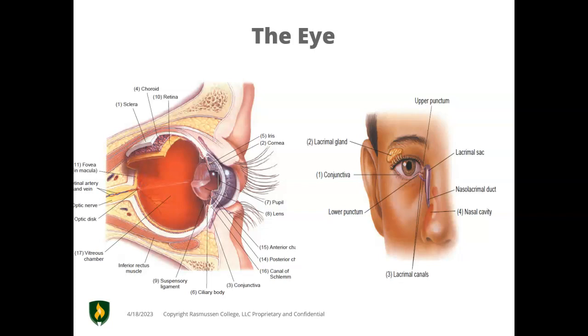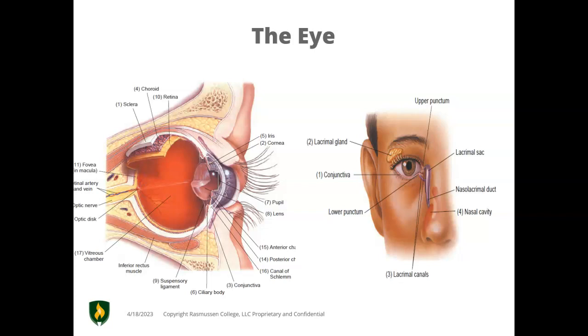The second tunic is the vascular tunic. This is what we call the middle layer of your eyeball, but we also call it the uvea. This consists of the choroid, iris, and ciliary body. The choroid provides the blood supply for the entire eye. The iris is the colored contractile membrane with the perforated center called the pupil. And the ciliary body is the circular muscle that produces the aqueous humor.